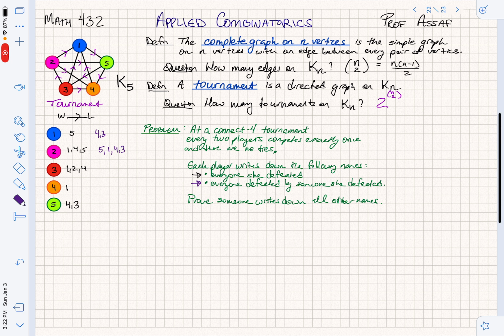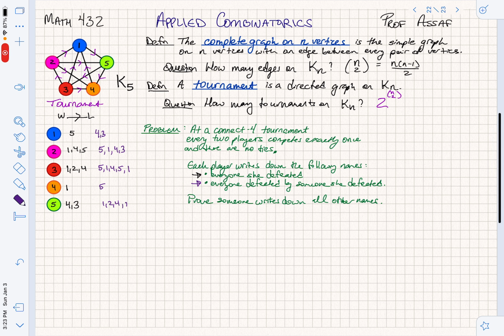For player 3, we have to write down everyone 1 defeated, everyone 2 defeated, and everyone 4 defeated. Notice there's a lot of repetition in what I'm writing. That's okay. 4 is a little simpler. We just have to write down everyone player 1 defeated. And for 5, we just write down everyone that player 4 or player 3 defeated. So we write 1, 2, 4, and 1.